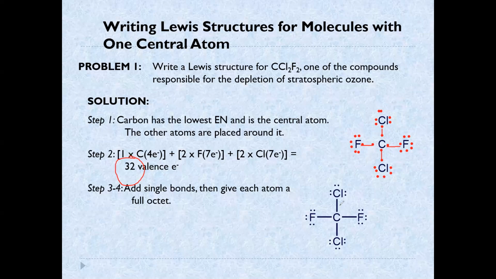Now let's look at carbon also. Is carbon happy? 1, 2, 3, 4, 5, 6, 7, 8. Carbon is also happy, the valence electrons are happy, and that is the Lewis structure for that particular compound.